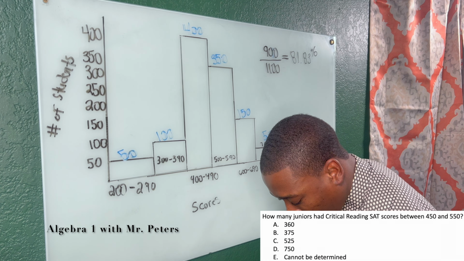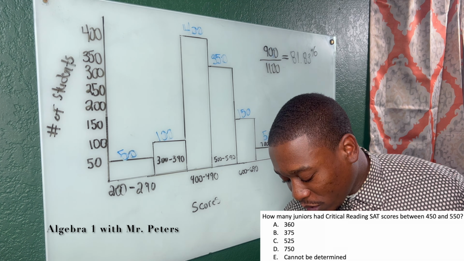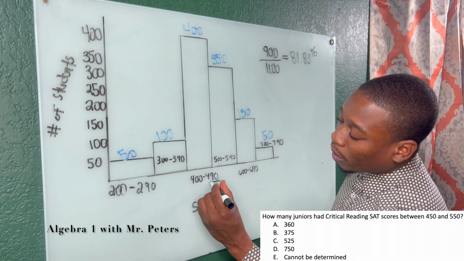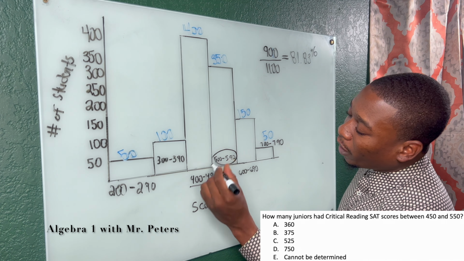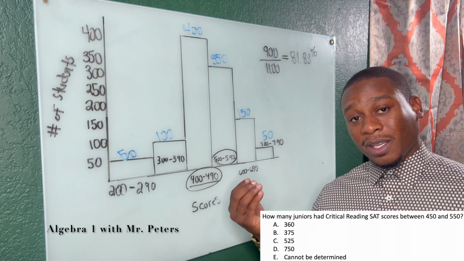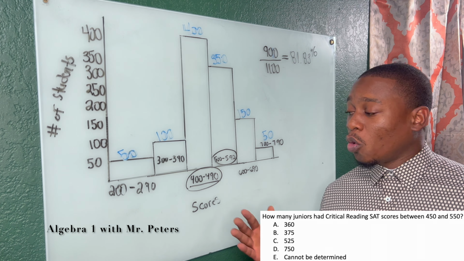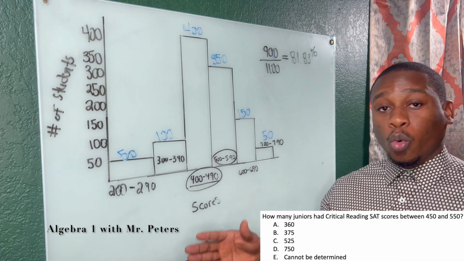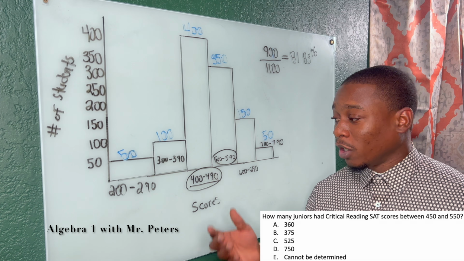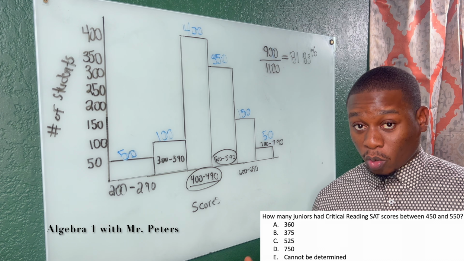All right. So now, last question of the day, it asks us how many juniors had a critical reading score or SAT score between 450 and 550. So when we look at these two categories, guys, we know that we cannot determine this information because of the way the data is presented, the scores are from 400 to 490. There's no way for us to determine who had what score, who fell in the 450 range and the 550 range, because this measures wider than that. So just please be careful with these type of questions. They're here to trick you.